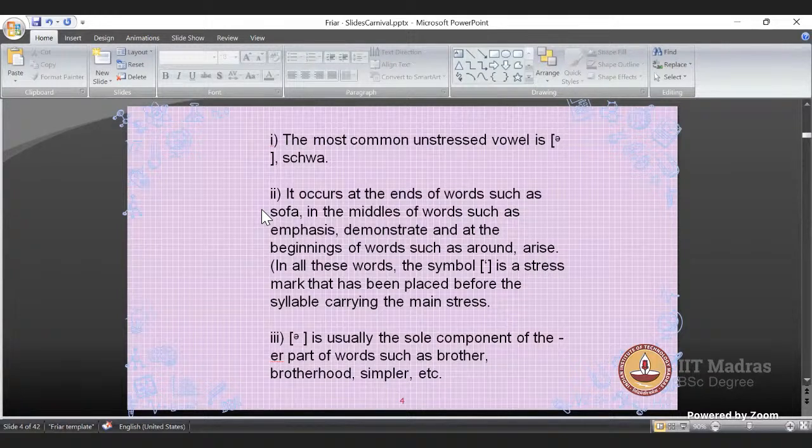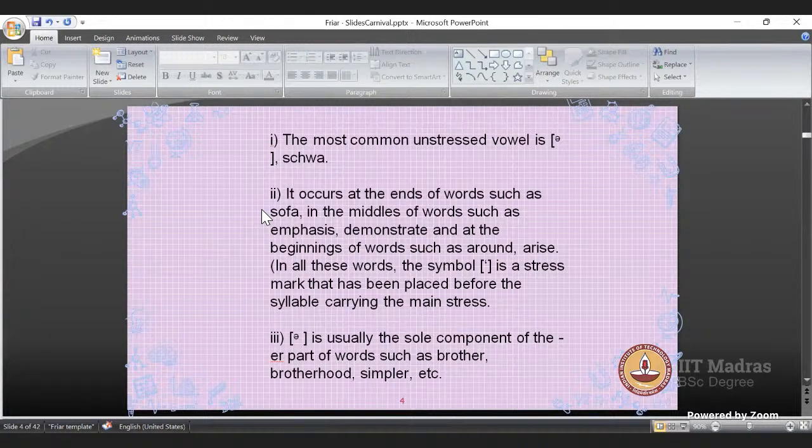Okay. Now, continuing about schwa, it occurs at the ends of words such as sofa, in the middles of words such as emphasis, demonstrate, and at the beginnings of words such as around, arise. So this unstressed vowel can appear anywhere. It can be in the beginning, in the end, or right through the middle as well.